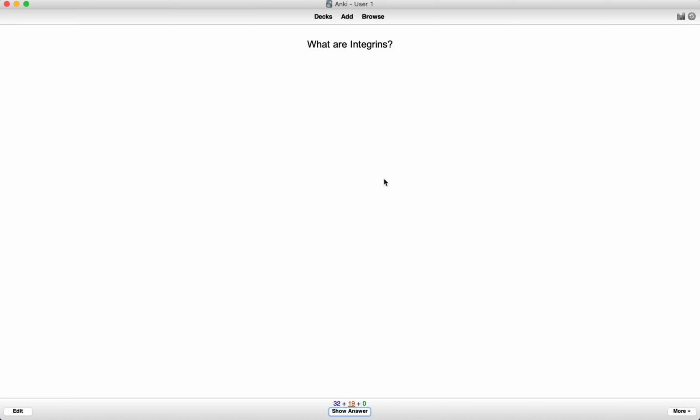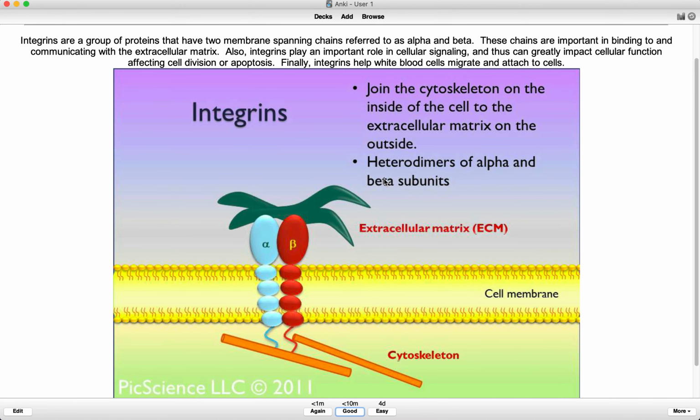Integrins are proteins that have two chains. You have the alpha chain and the beta chain. They're transmembrane, and it's involved in white blood cell function. It's involved in cell signaling for sure, and something with the extracellular matrix. The alpha chain and beta chain join the cytoskeleton on the inside of the cell.